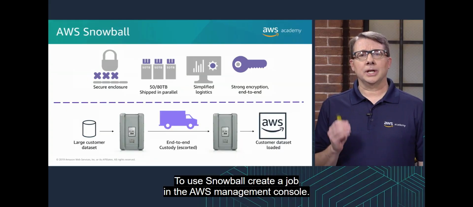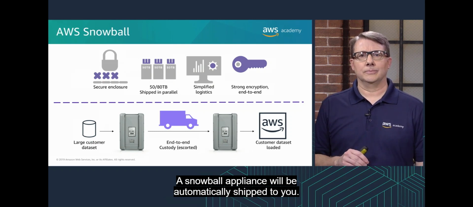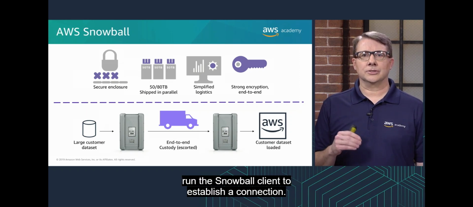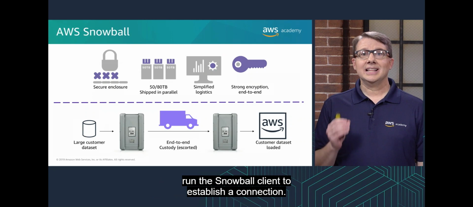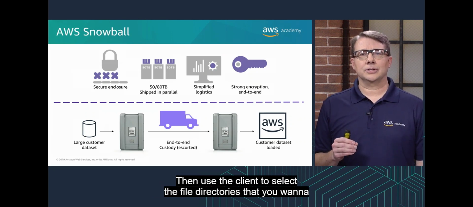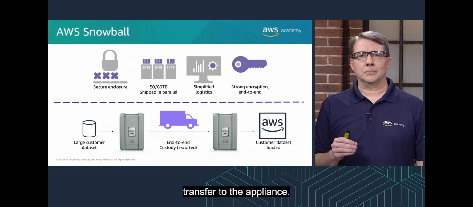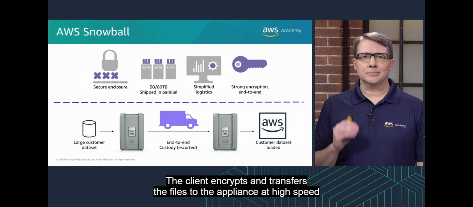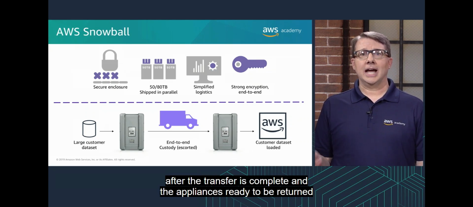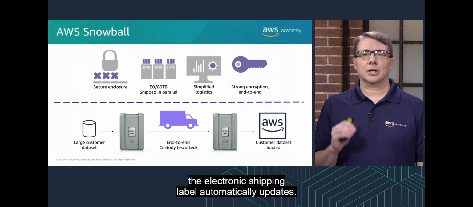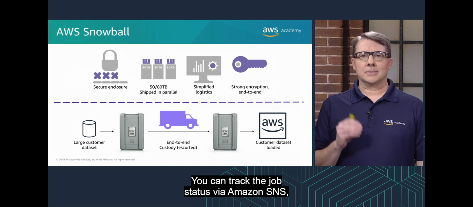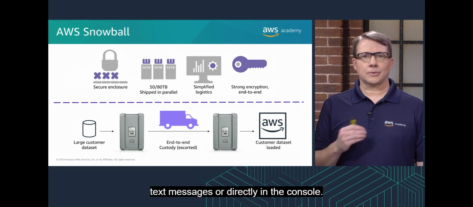To use Snowball, create a job in the AWS Management Console. A Snowball appliance will be automatically shipped to you. After it arrives, attach the appliance to your local network and download and run the Snowball client to establish a connection. Then, use the client to select the file directories that you want to transfer to the appliance. The client encrypts and transfers the files to the appliance at high speed. After the transfer is complete and the appliance is ready to be returned, the electronic shipping label automatically updates. You can track the job status via Amazon SNS, text messages, or directly in the console.